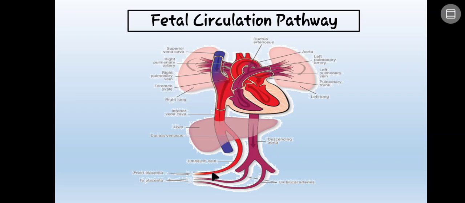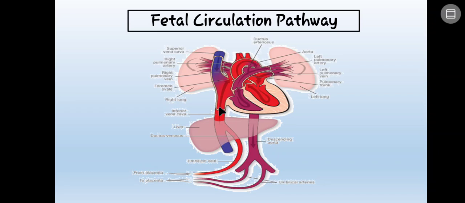So the moment the oxygenated blood coming from the umbilical vein, which has bypassed the liver with the help of the ductus venosus, gets into the inferior vena cava, it empties into the right atrium, and instead of going directly into the right ventricle, it bypasses and moves straight into the left atrium with the help of the foramen ovale, which is an opening that helps the blood to bypass and move straight into the left atrium.